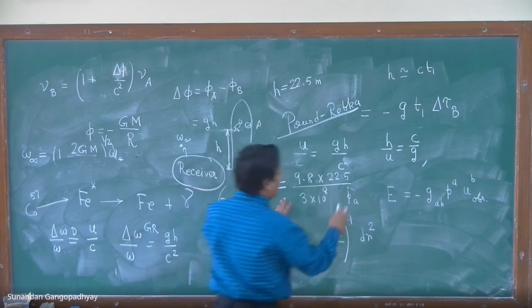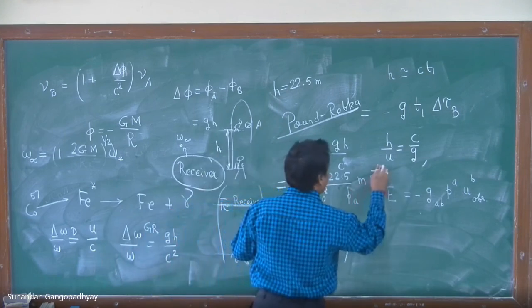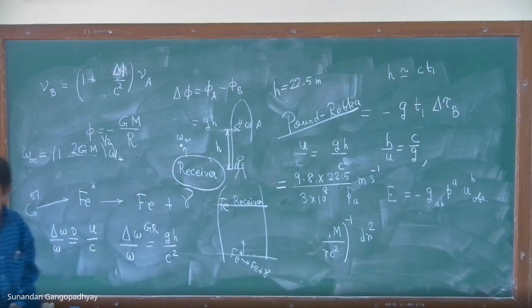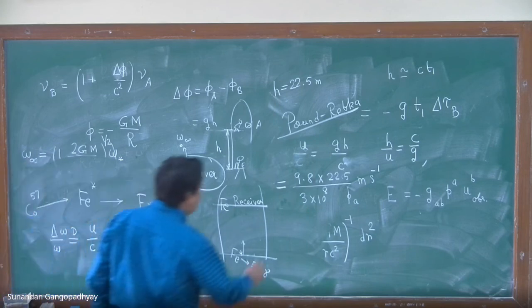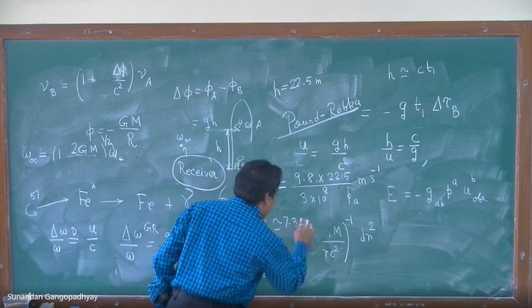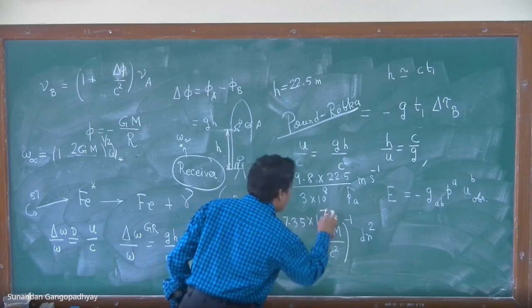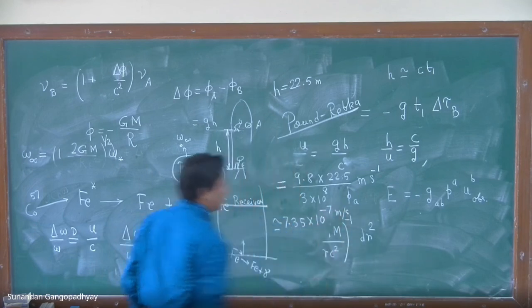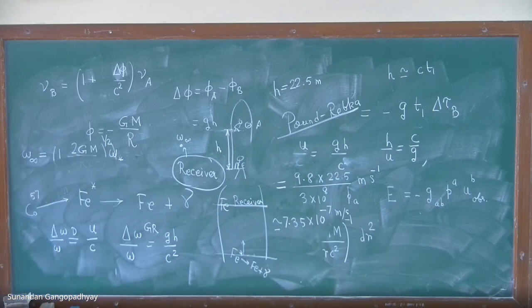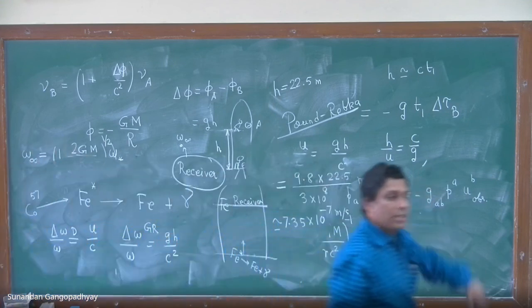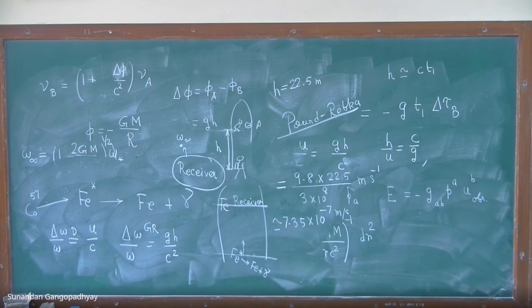Everything will come in meter per second, because all these are SI units. If you calculate everything, this will come out to be approximately 7.35. You can just calculate it in a calculator. It is going to be minus 7 meter per second. So this is the amount of blue shift or velocity that you need to give. And what Pound and Rebka found was that by giving this amount of velocity, the resonance was occurring, and that directly proved gravitational redshift.